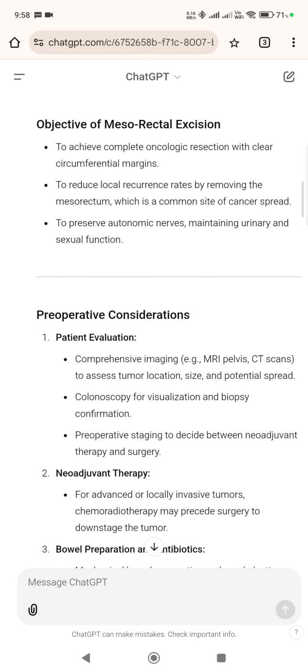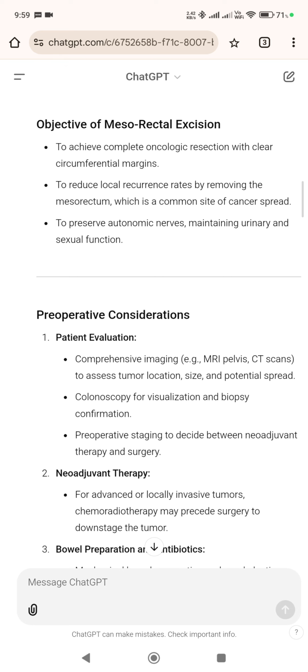Objective of meso-rectal excision: to achieve complete oncologic resection with clear circumferential margins, to reduce local recurrence rates by removing the mesorectum, which is a common site of cancer spread, and to preserve autonomic nerves, maintaining urinary and sexual function.